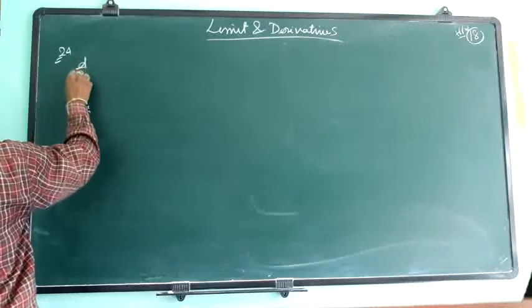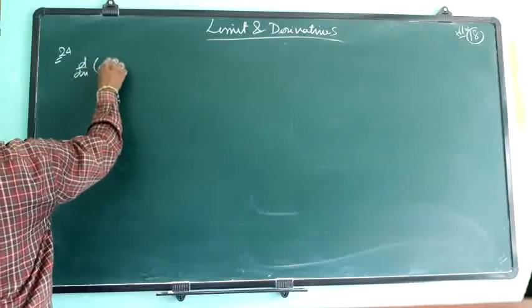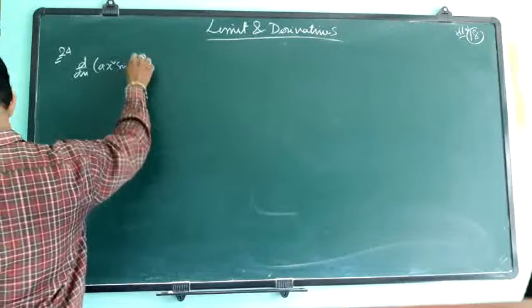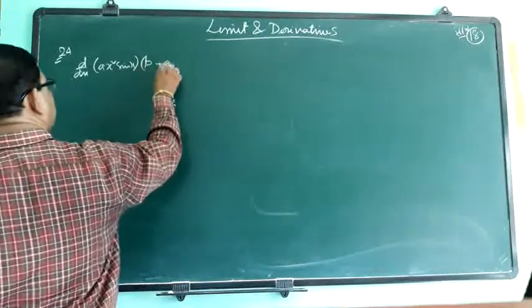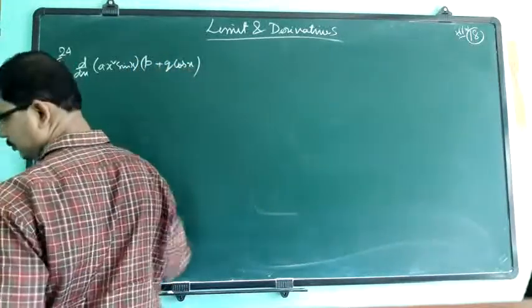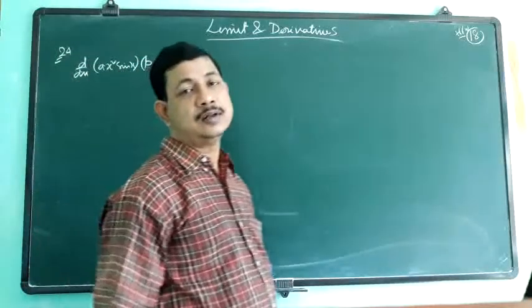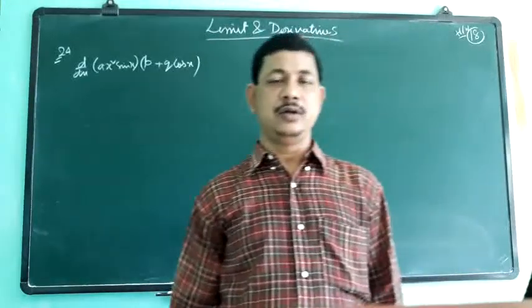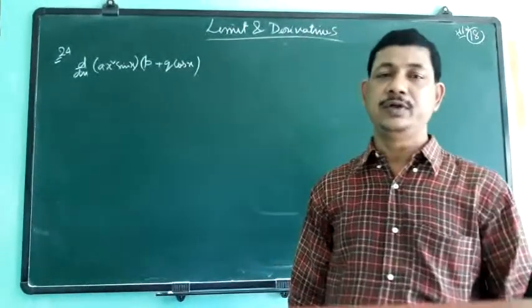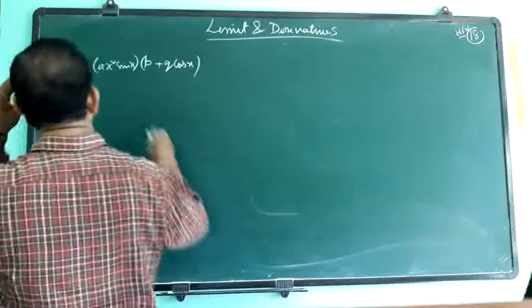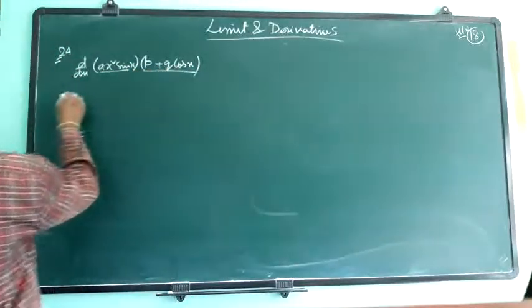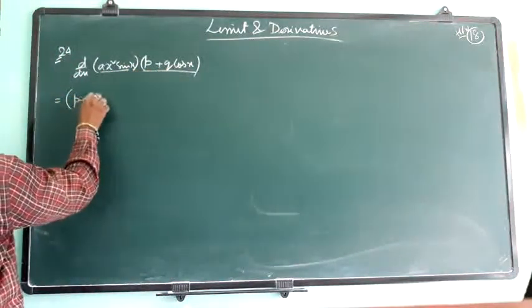We have to differentiate ax square sin x into p plus q cos x. If we want to do it in u into v form, of course it will be as earlier. The u into v formula for differentiation is v du dx plus u dv dx. So here you will consider this one as u, this one as v.